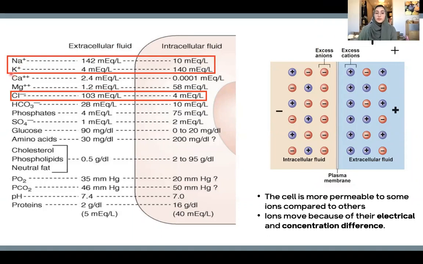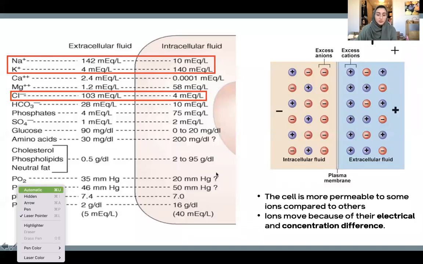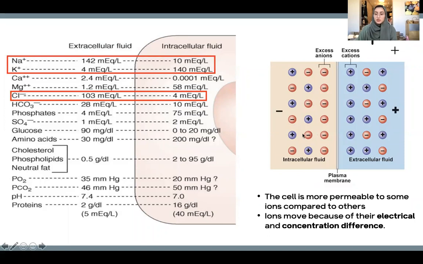Okay, and that's going to become very important, especially later on when we start talking about action potentials. And then you have chloride. The way I remember it is salt is sodium chloride, so they always stick together. So sodium and chloride are outside the cell, more concentrated, and inside the cell it is a lot less concentrated.